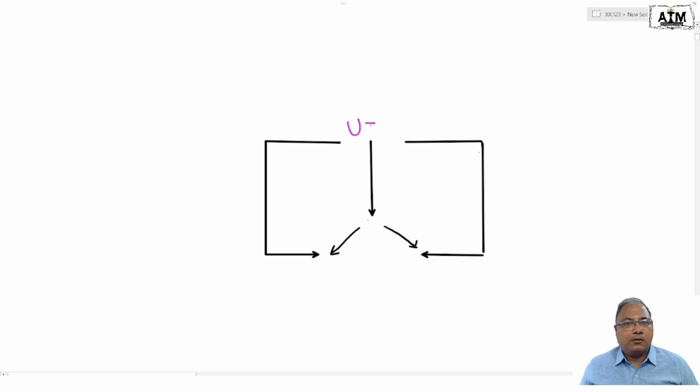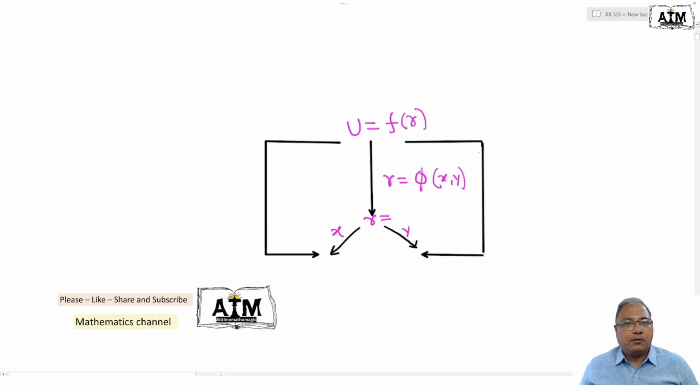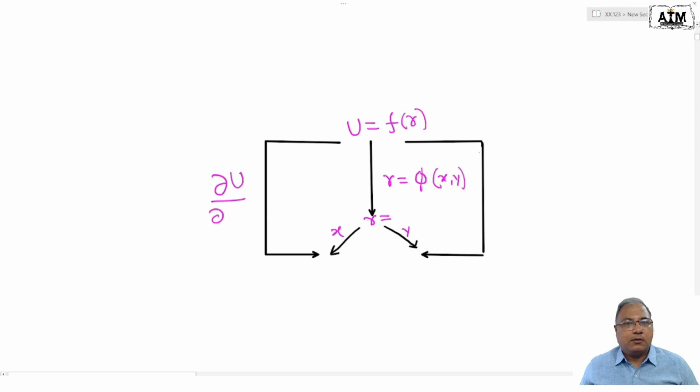So u is the function of r, so u equals f of r. Again the r is a function of two variables x and y, so r equals phi of x, y. Now we wish to find the partial derivative of u with respect to x, or else you want to find partial derivative of u with respect to y. So how to find the partial derivative of u with respect to x? How to find partial derivative of u with respect to y?